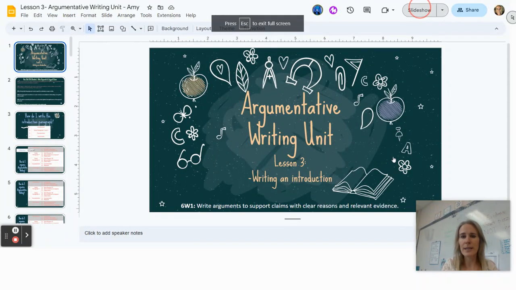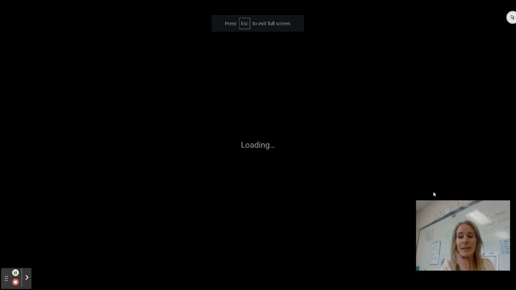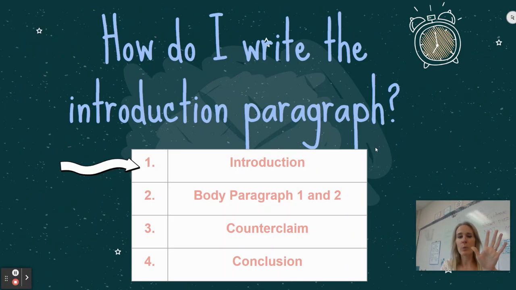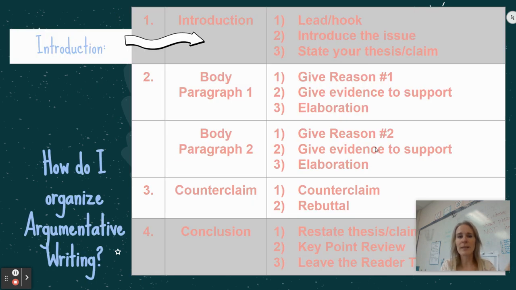All right, today's lesson is our Argumentative Writing Unit Lesson 3, where we are introducing how to write the introduction paragraph. And let's just review really quickly the 5 paragraphs that you're going to be writing for your argumentative writing essay. Paragraph number 1 is going to be your introduction, paragraph 2, body paragraph 1, body paragraph 2, counterclaim paragraph, and your conclusion paragraph. So today we're going to be focusing just on the introduction paragraph.